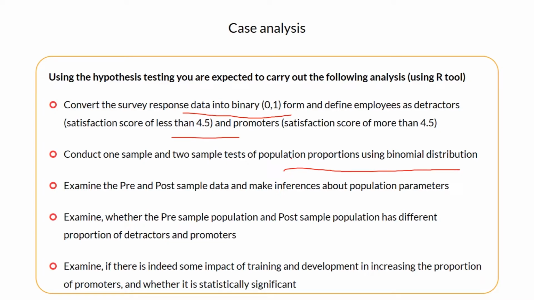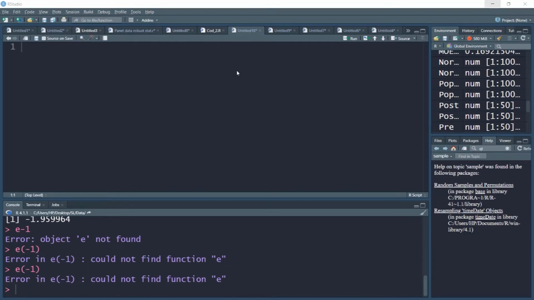That is, we'll try to examine whether the promoters and detractors have equal probability of appearing in pre and post samples. If not, then we'll examine whether there is a statistically significant impact of training and development program on the proportion of promoters and detractors on the pre and post data. In this module on hypothesis testing, we'll start with downloading the data and generating random samples with 50 observations.